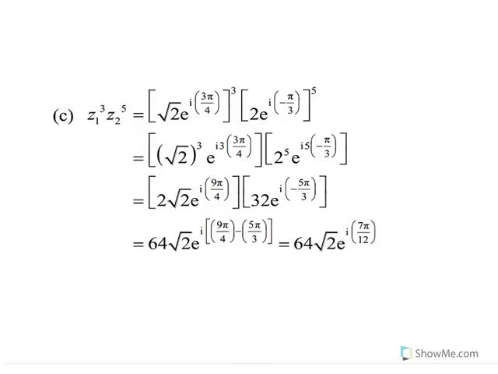Alright, with that, can you just take a while to look at part C? Oh, sorry. Should I show you? Okay, 3 minutes, let's do part C.